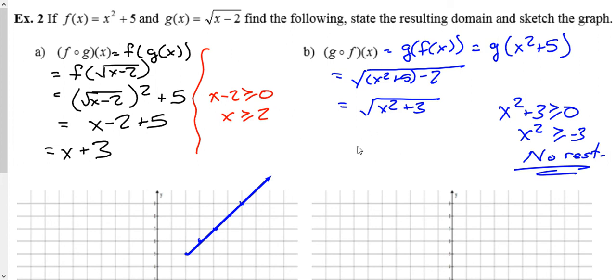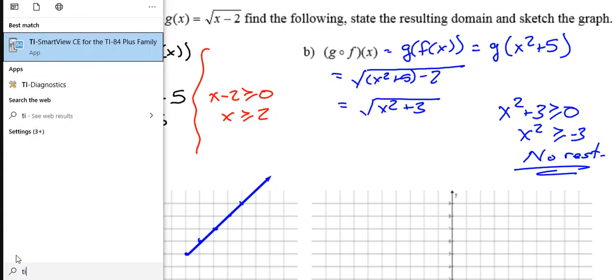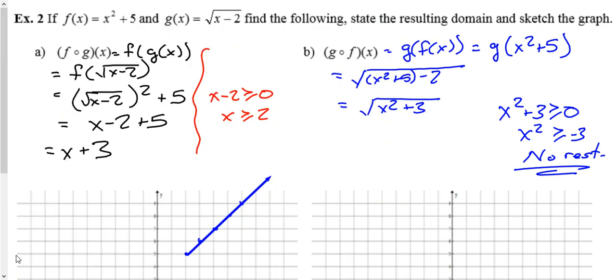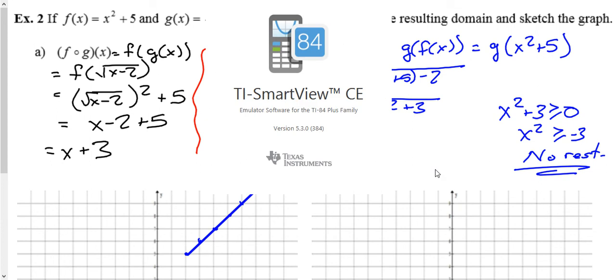You can also double check that by graphing it on your graphing calculator. So I'm just going to load up my graphing calculator and graph to see what our domain restriction might be.